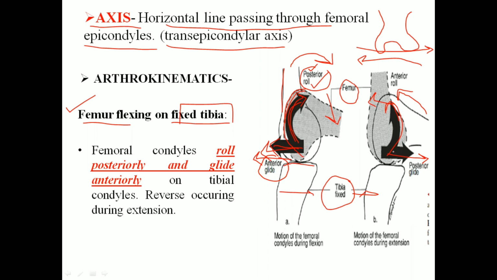And when we are doing extension movement, in which direction is the bone coming? Anterior direction. This first diagram is representing when we are going for squats. This is coming back from squats to the standing position. So our femur is coming in the anterior direction, so the roll will be anterior roll. And now you can remember that the glide should be opposite, so it should be posterior glide. So this is how the arthrokinematics takes place for femur flexing on fixed tibia.